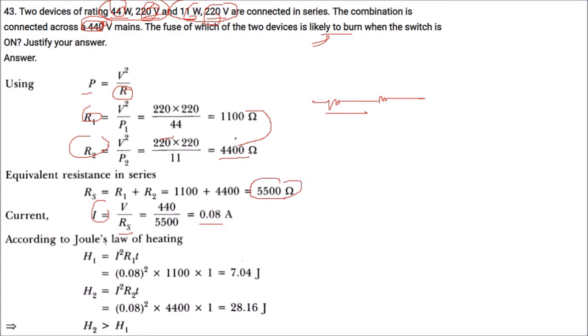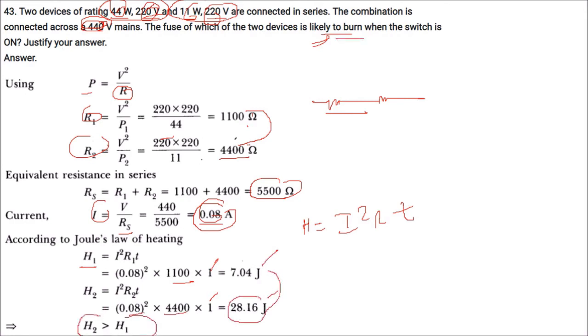Now according to Joule's law of heating, H is given by I squared R T. Let us take T as 1. So I squared R T for the first one, I squared for the second one also uses the same I, but the resistances are different. The first one is I squared into 1100 into T, and for the second, R will be 4400. You see that H2 is greater than H1, so you will know which fuse is going to burn, the fuse of one of the two devices is going to burn.